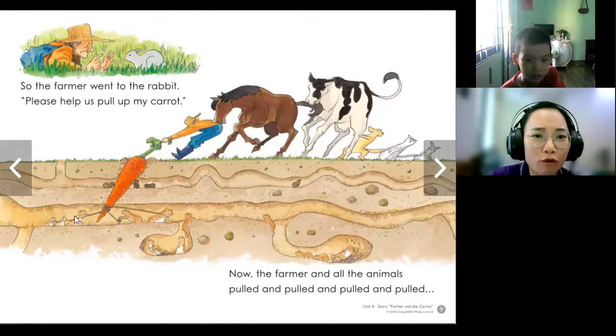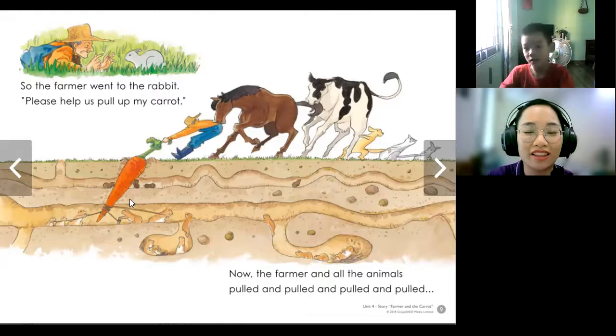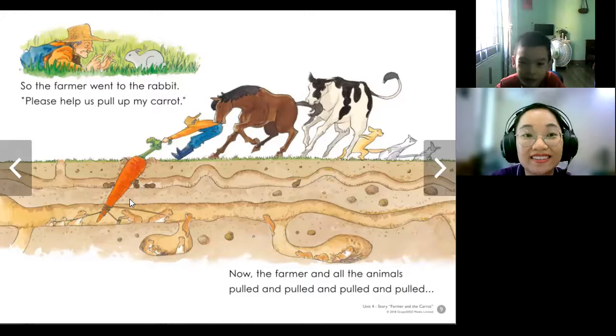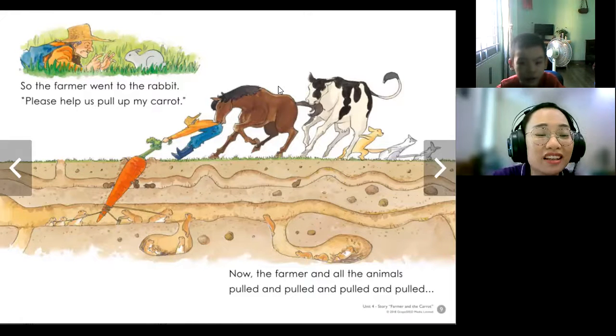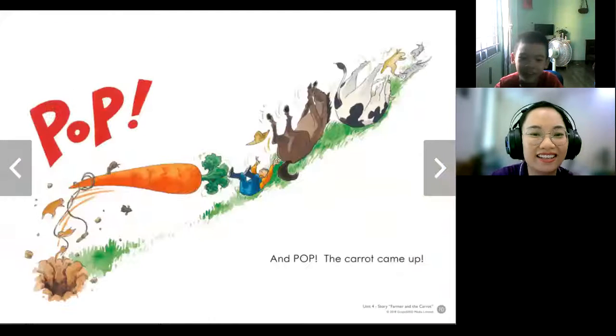Okay, so now who pulled on the carrot? The animals and the farmer. Yes, they pulled on the carrot. And then did the carrot come up? Yes, the carrot came up, right?